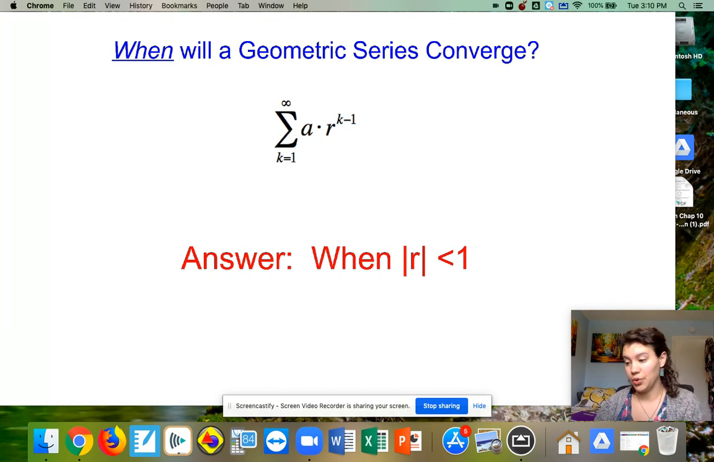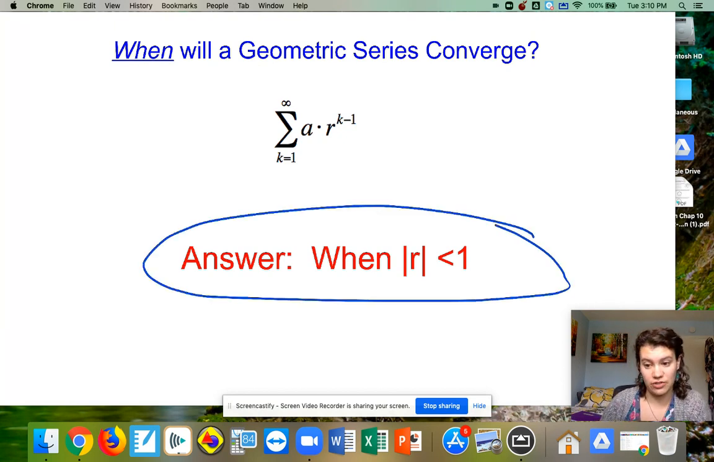Okay, so when will it converge? When your r value is a fraction. So negative a half, positive a half, negative a fourth, positive a fourth, all those kinds of things, when the absolute value is less than 1.